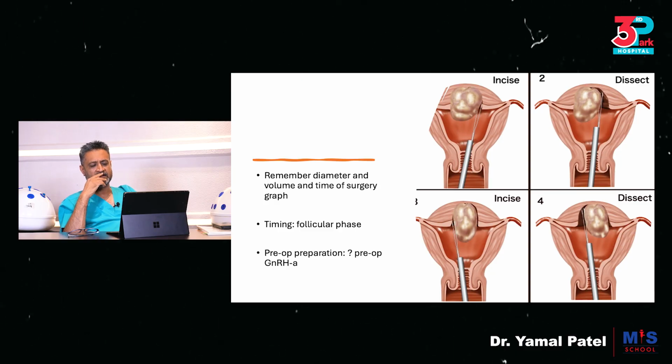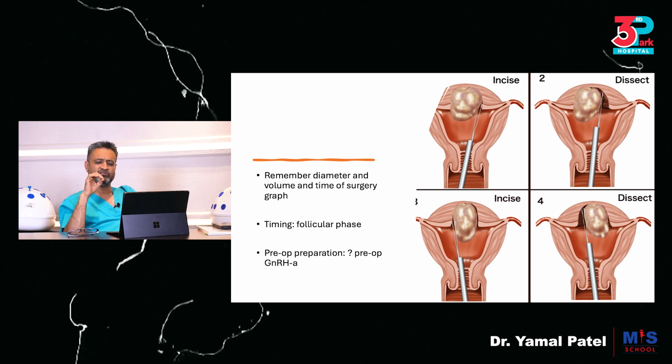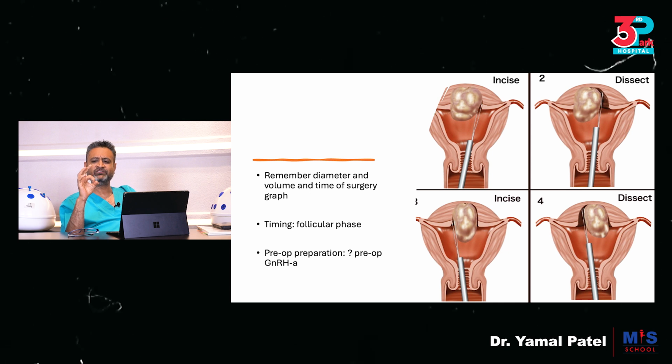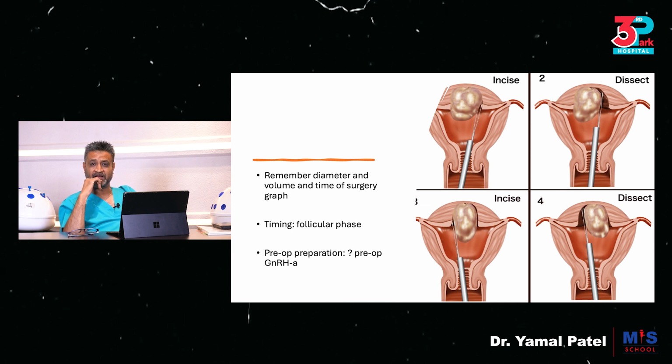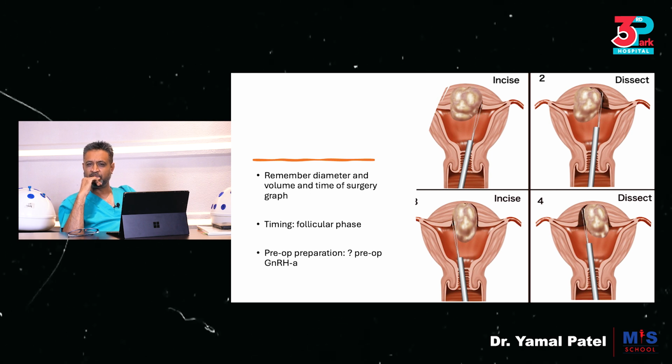Understand one more thing. Remember the diameter and volume and time of surgery graph. It's important to know that a 2 centimeter fibroid is not double the size of a 1 centimeter fibroid, and a 4 centimeter fibroid is not double the size of a 2 centimeter fibroid. It is very many fold bigger.